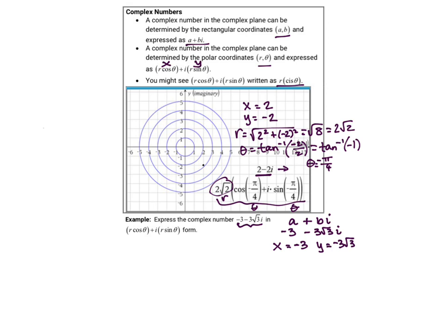Okay, we can do this. So now let's start by finding r. And r is going to be the square root of x squared plus y squared, or the square root of negative 3 squared plus negative 3 square root 3 squared. Everybody okay?